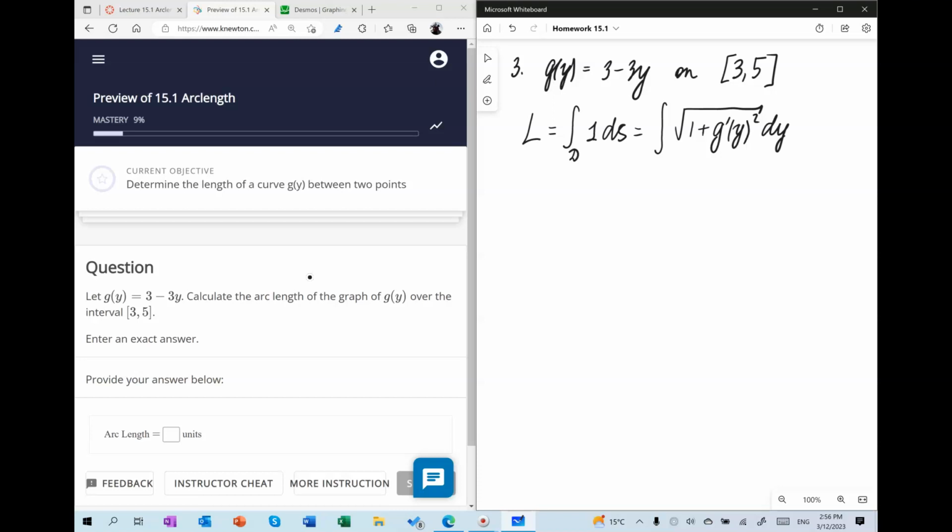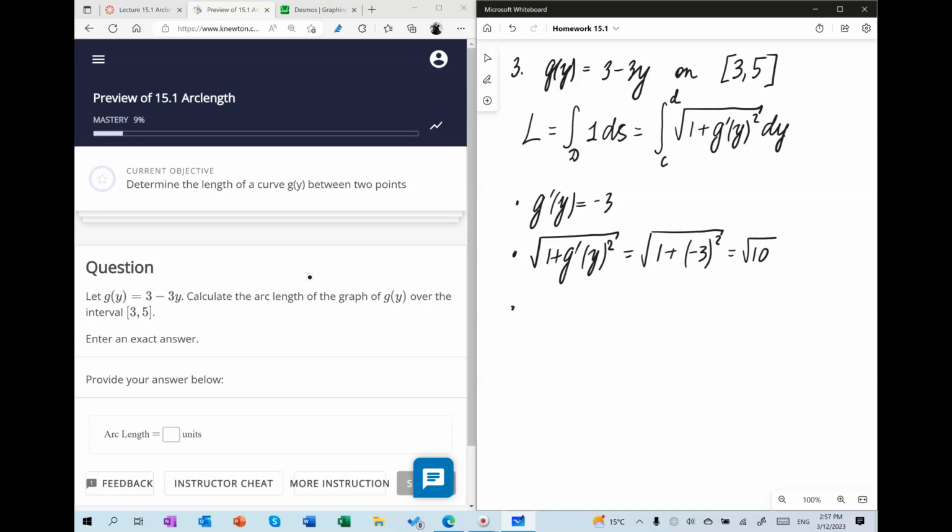and the domain of integration now will be with respect to y, so it will be from, let's say, from C to D. So this is the formula that we are going to use, and we're going to do it in 3 steps. First, we're going to find the derivative, which is -3. Second, we're going to plug everything into this formula and find the integrand in its most simplified form. So we're going to have 1 plus -3 squared, so it's just a square root of 10.